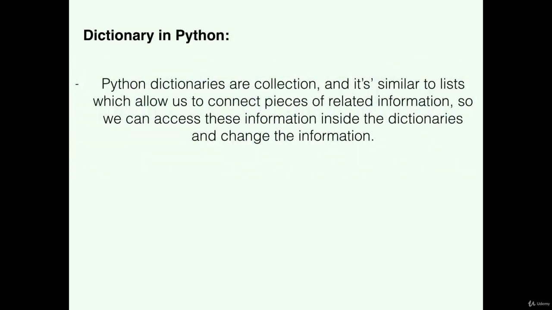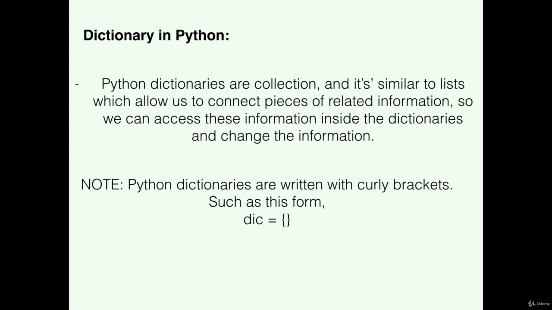Python dictionaries are collections, similar to lists, which allow us to connect pieces of related information so we can access this information inside the dictionaries and change the information. Note: Python dictionaries are written with curly brackets, such as this form, dic equals curly brackets.